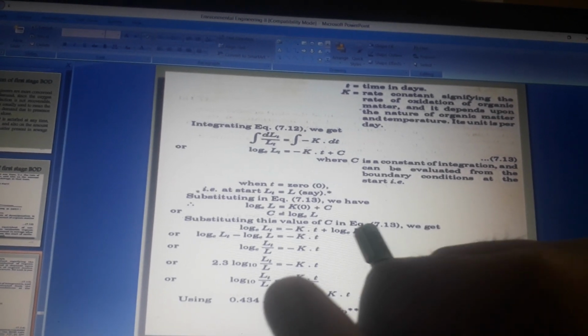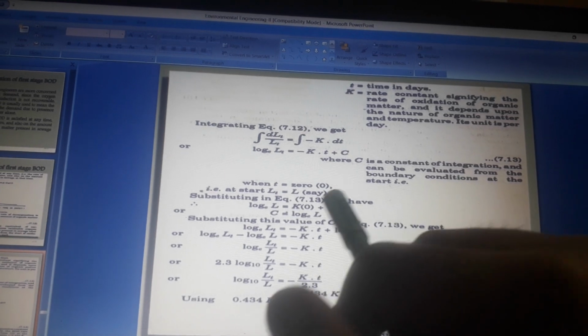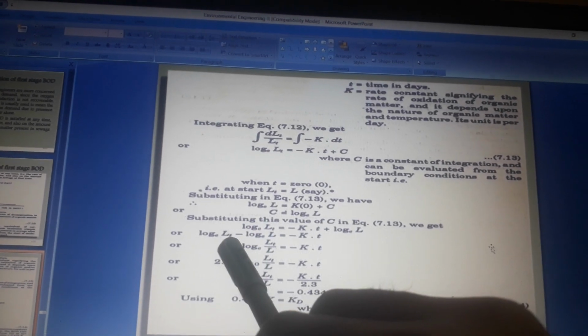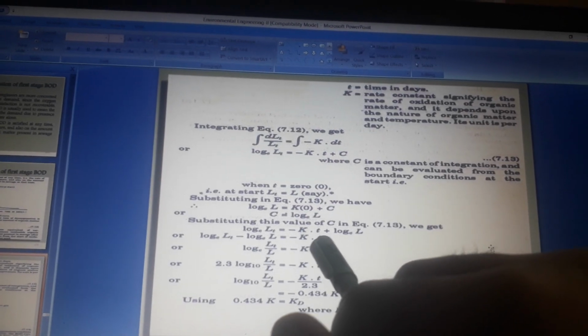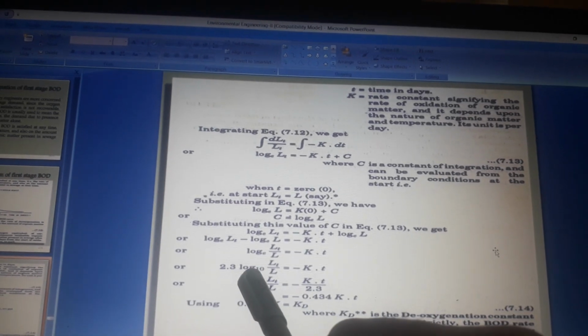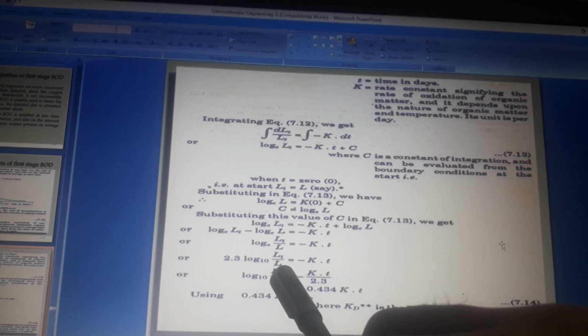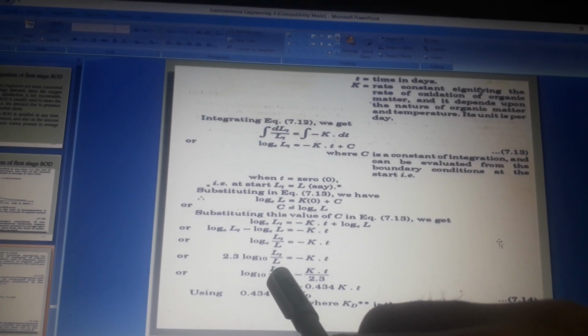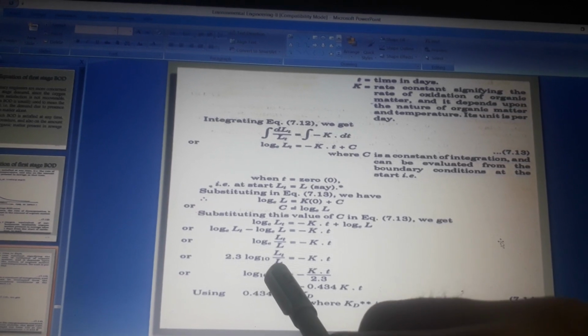Substituting the value of C in equation 7.13 we get ln LT is equal to minus KT plus ln L. Then ln LT minus ln L is equal to minus KT. Then ln LT by L is equal to minus KT. Then 2.3 log 10 LT by L is equal to minus KT, which implies log 10 LT by L is equal to minus KT divided by 2.3, which is equal to minus 0.434 K into T.